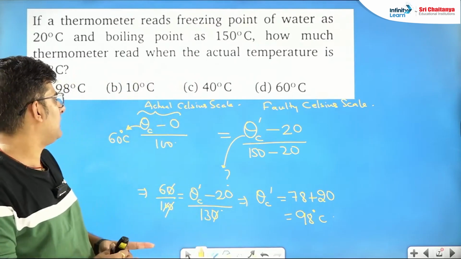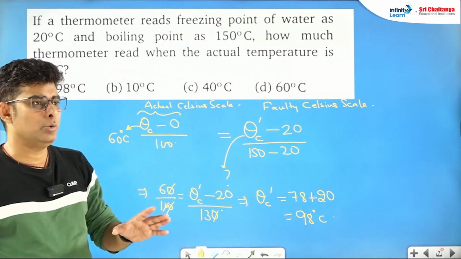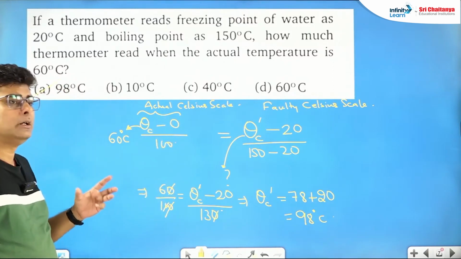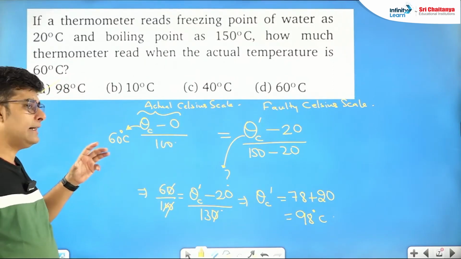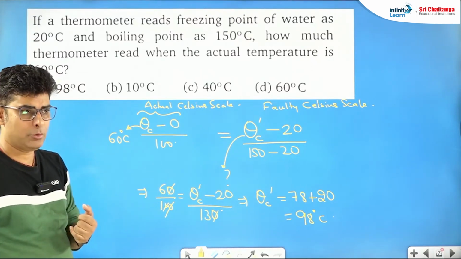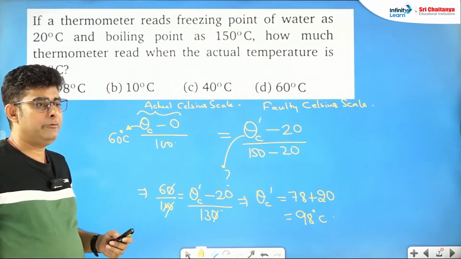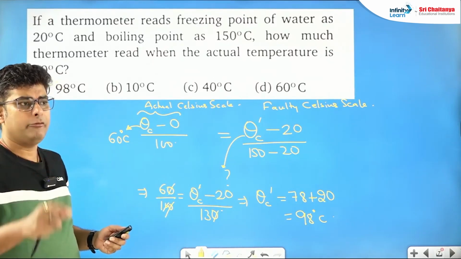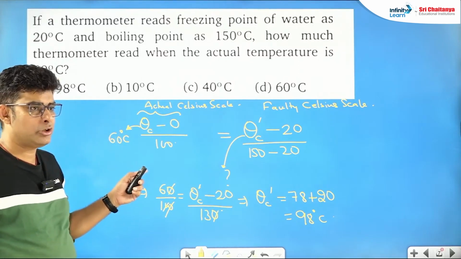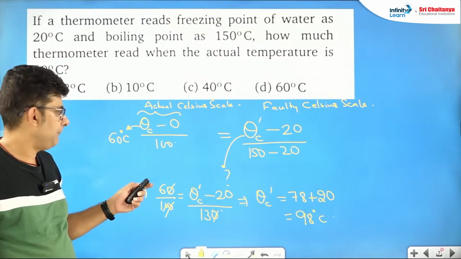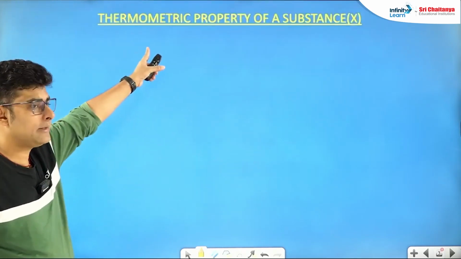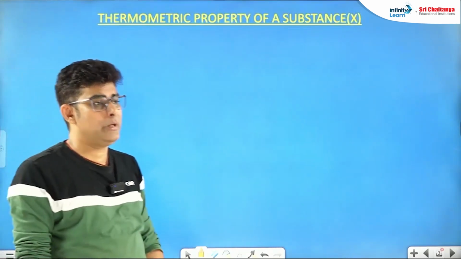One more type of question comes in thermometers, where, as I told, thermometers are made so that you always select such a property of any substance which varies directly with temperature. So when we use that property, we call it a thermometric property. I hope all of you have taken screenshots of this. Let's quickly go back and discuss what is called a thermometric property of a substance.